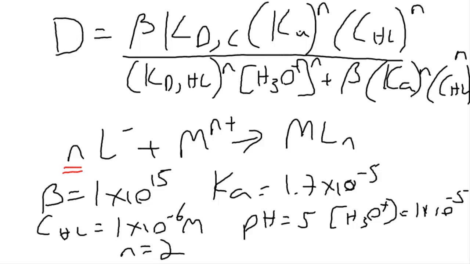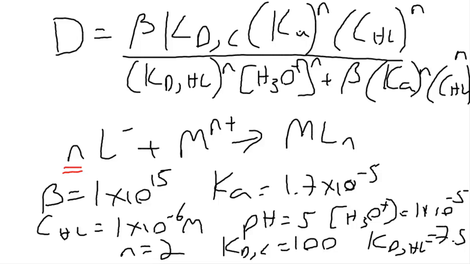So we have 2 ligand molecules to every metal ion. The only other thing we need is the partition coefficient for the complex, and we're going to say that is 100, and the distribution coefficient for a ligand molecule we're going to use 7.5. So I think we have everything now. You just have to put it into the equation and solve.